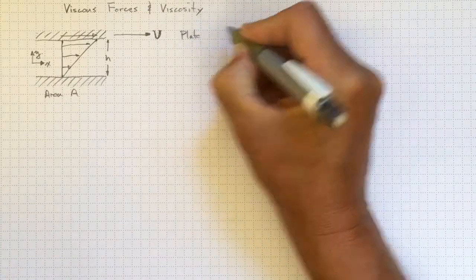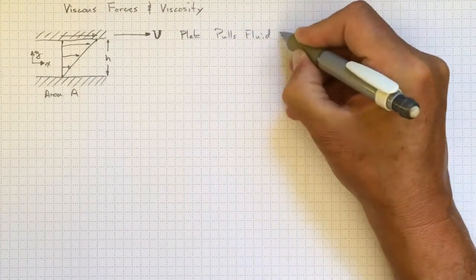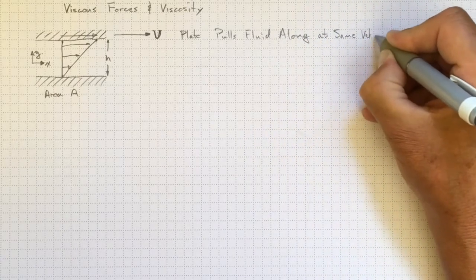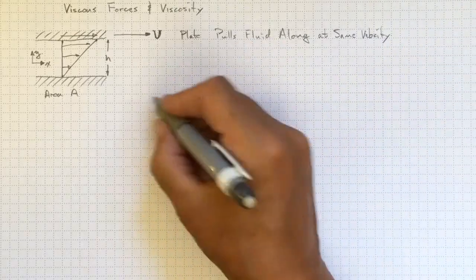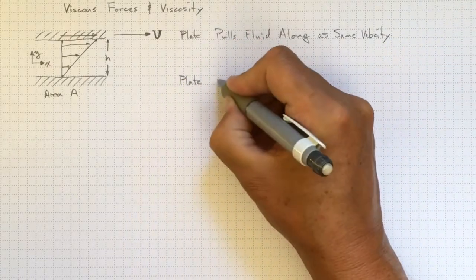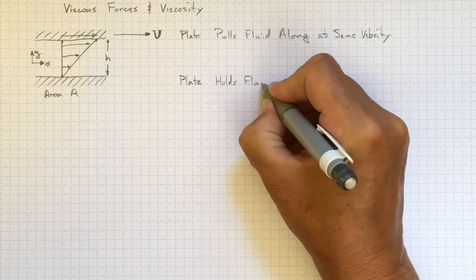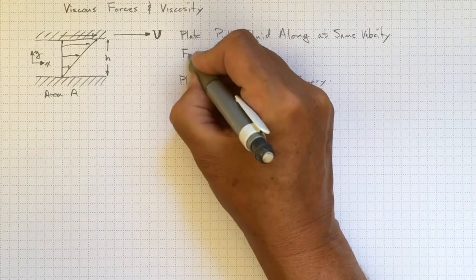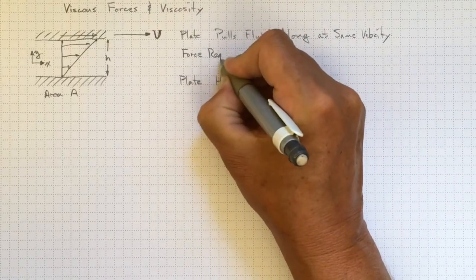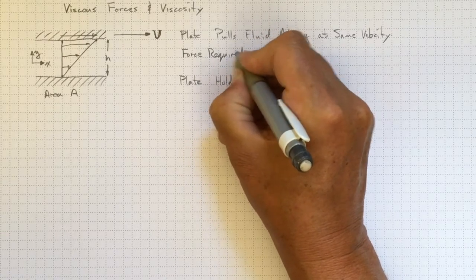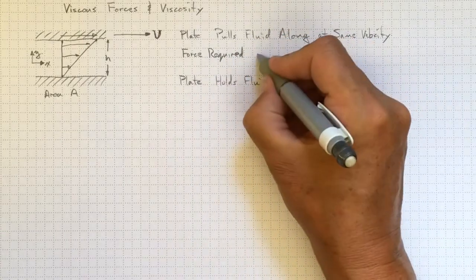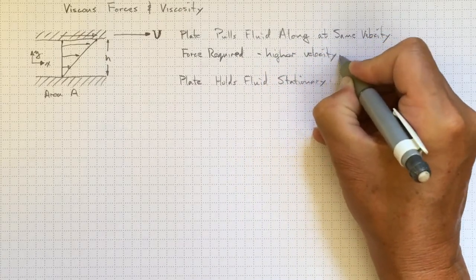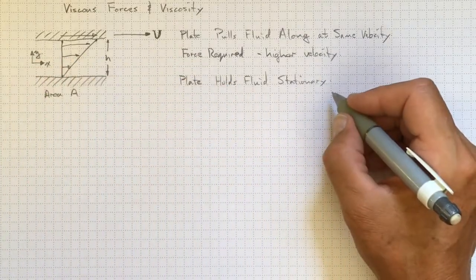And this top plate pulls the fluid along at the same velocity. This bottom plate holds the fluid stationary. The force required to make this top plate move goes up with a variety of things. And we know this from observation and from measurements. It goes up with higher velocity, so that the faster we want to go, the harder we're going to have to pull on that top plate.